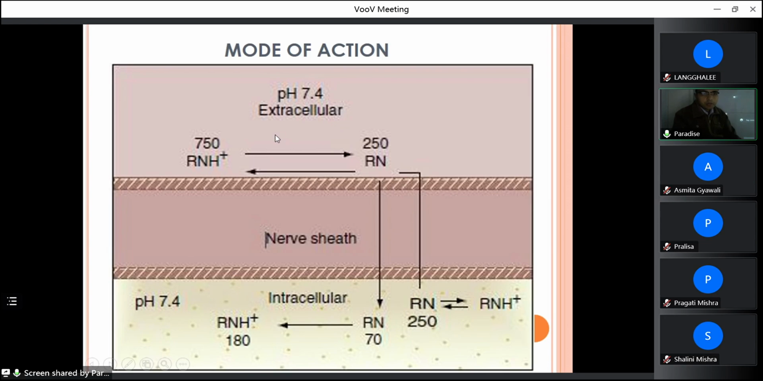It's the same mode of action. Okay, in case of extracellular fluid, its pH is 7.4. It varies from 7.35 to 7.45. That is the normal pH of blood.